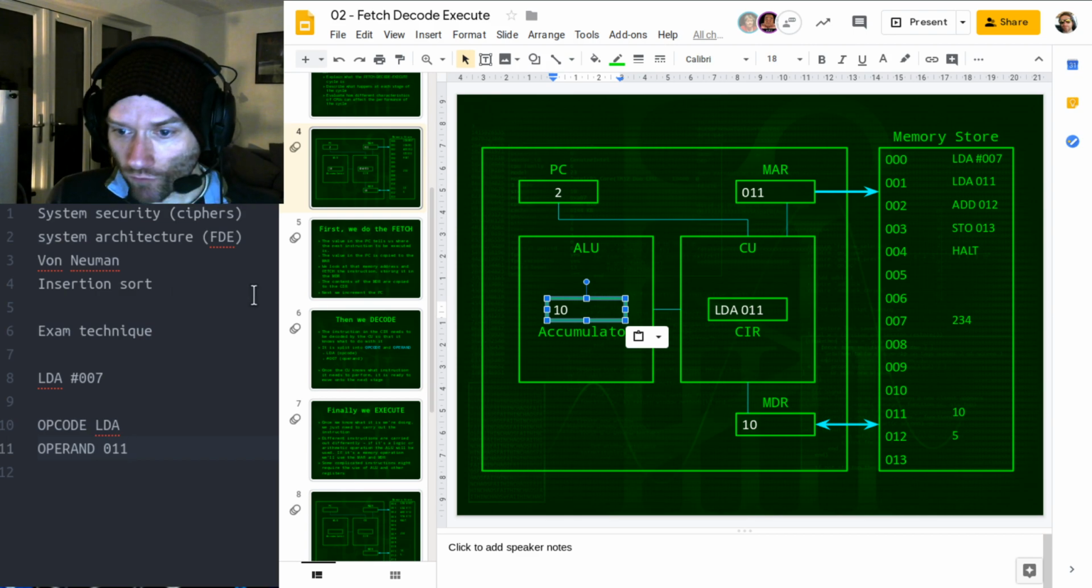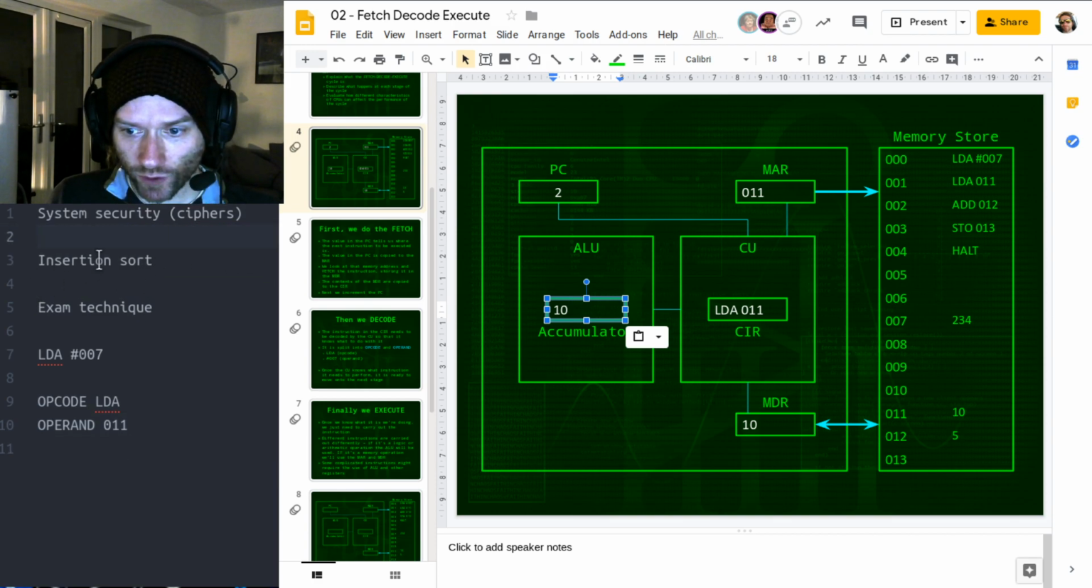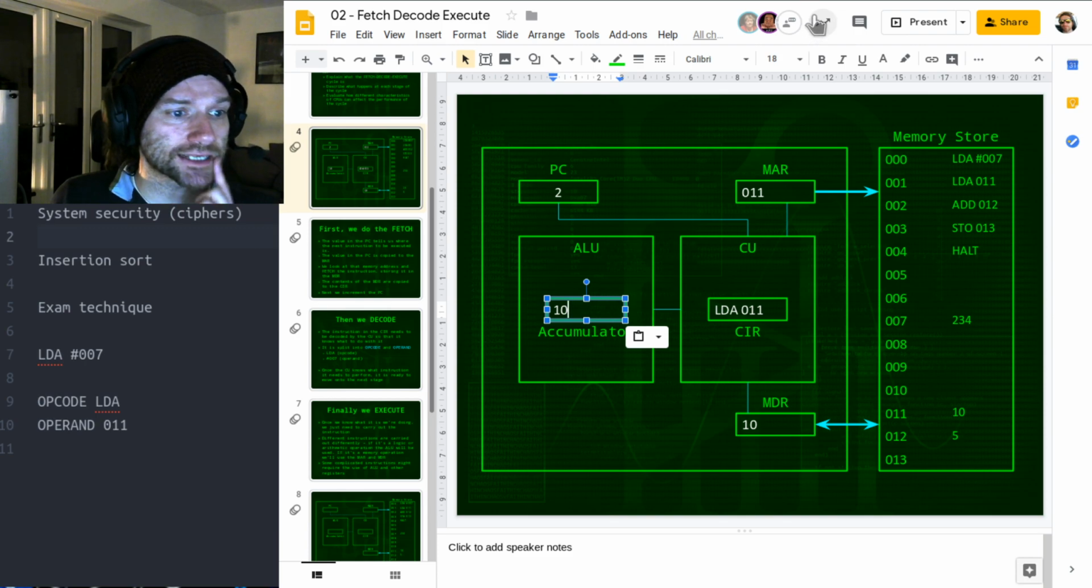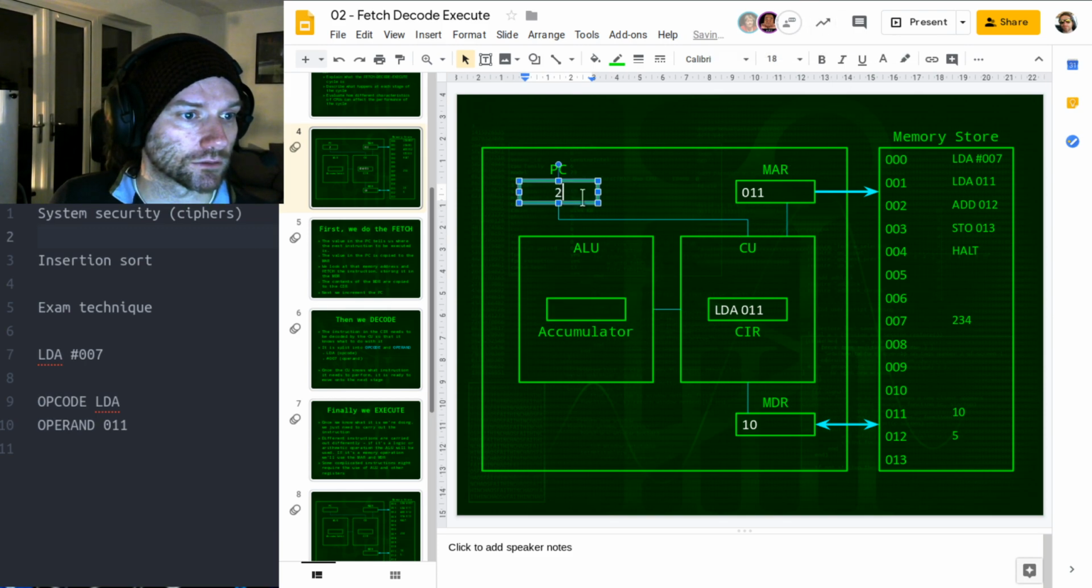Good. Right. So we've done von Neumann. We've done system architecture. So system security was the next thing that you guys wanted to look at, right?